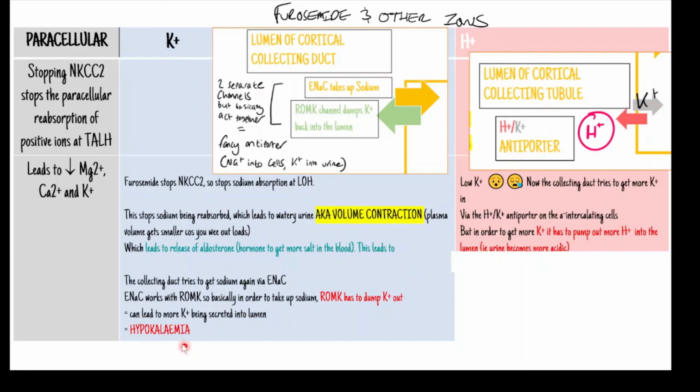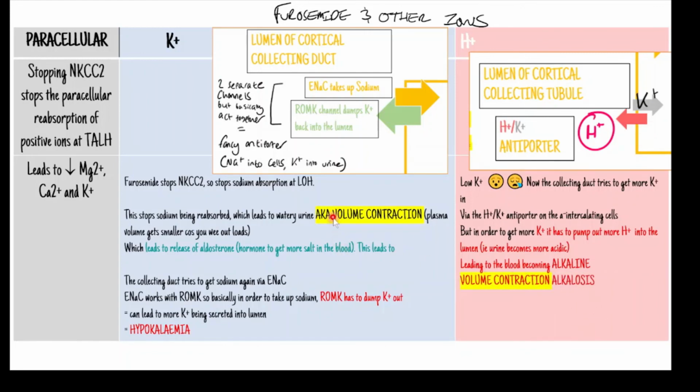So in order to correct for this hypokalemia, it will try and get more potassium in, but in order to do that, it has to sacrifice hydrogen. So it has to dump hydrogen out into the lumen. So I'm sorry to see you go, hydrogen, but out you go. So the urine becomes more acidic, leading to the blood becoming more alkaline. Every time we pump out H+ here, we generate HCO3- on the basolateral side, and also we're getting rid of our own acid.